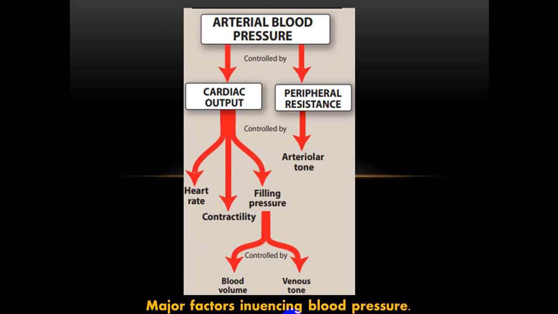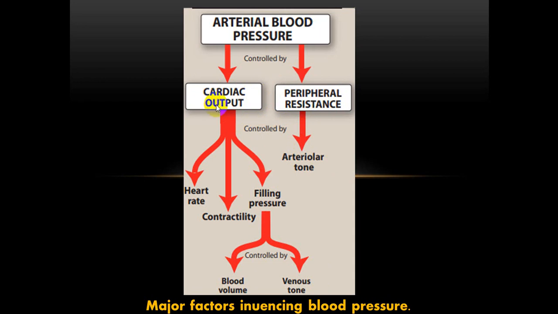So what are the major factors influencing blood pressure? We have to know the factors that influence blood pressure and then control these factors in order to control blood pressure. So arterial blood pressure is controlled by two elements. First, cardiac output. Second, peripheral resistance. The peripheral resistance, of course, is controlled by what? By arterial tone. So any drugs or any medicine that decrease the arterial tone will lead to decreased peripheral resistance and subsequently decrease arterial blood pressure.